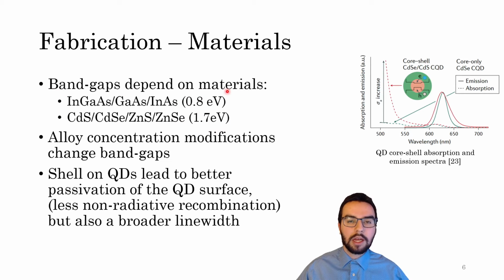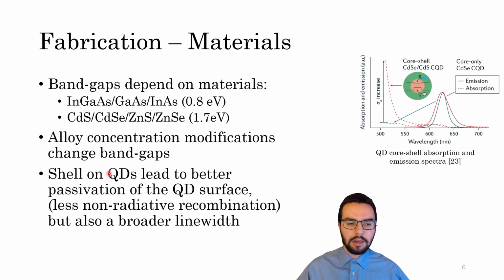So I'm going to look at 2 different materials, and they are indium gallium arsenide within a gallium arsenide matrix and cadmium sulfide and cadmium selenide quantum dots with zinc sulfide and zinc selenide shells. Now these, again, yield different band gaps and therefore different wavelengths. So the alloy concentrations of, for example, indium gallium arsenide yield different band gaps. So the more indium there is, for example, the less the band gap will be.